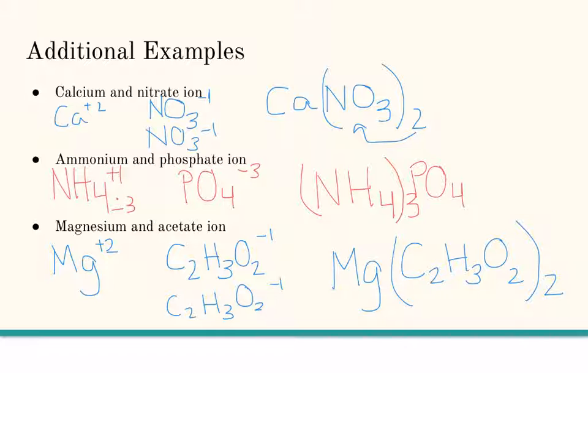So in my previous example with phosphate, I only needed 1 of those phosphates, so I did not need to put it into parentheses. So those are some examples in the rules for writing formulas for ionic compounds. Remember, ionic compounds are electrically neutral, so the overall charge of the compound should always be 0.